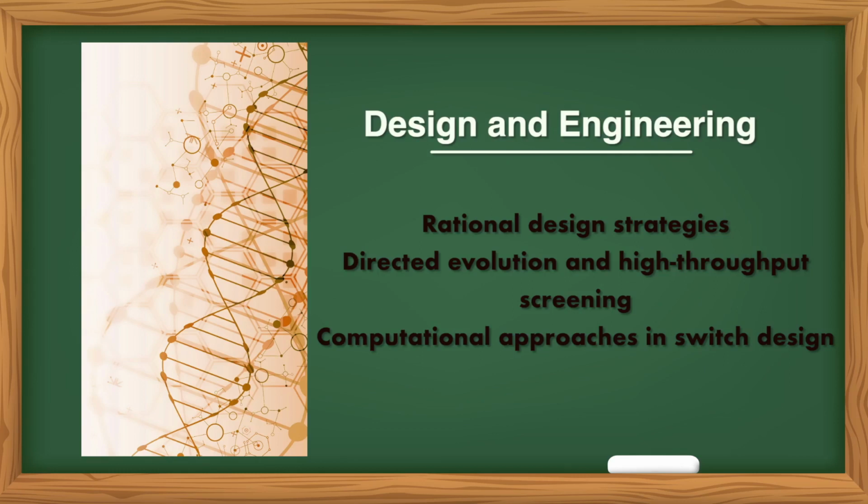Understanding structure-property relationships. A fundamental aspect of rational design is understanding the relationship between the structure of a molecule, material or system and its resulting properties. Second one is computational approaches and modeling. Computational tools and techniques play a crucial role in rational design.